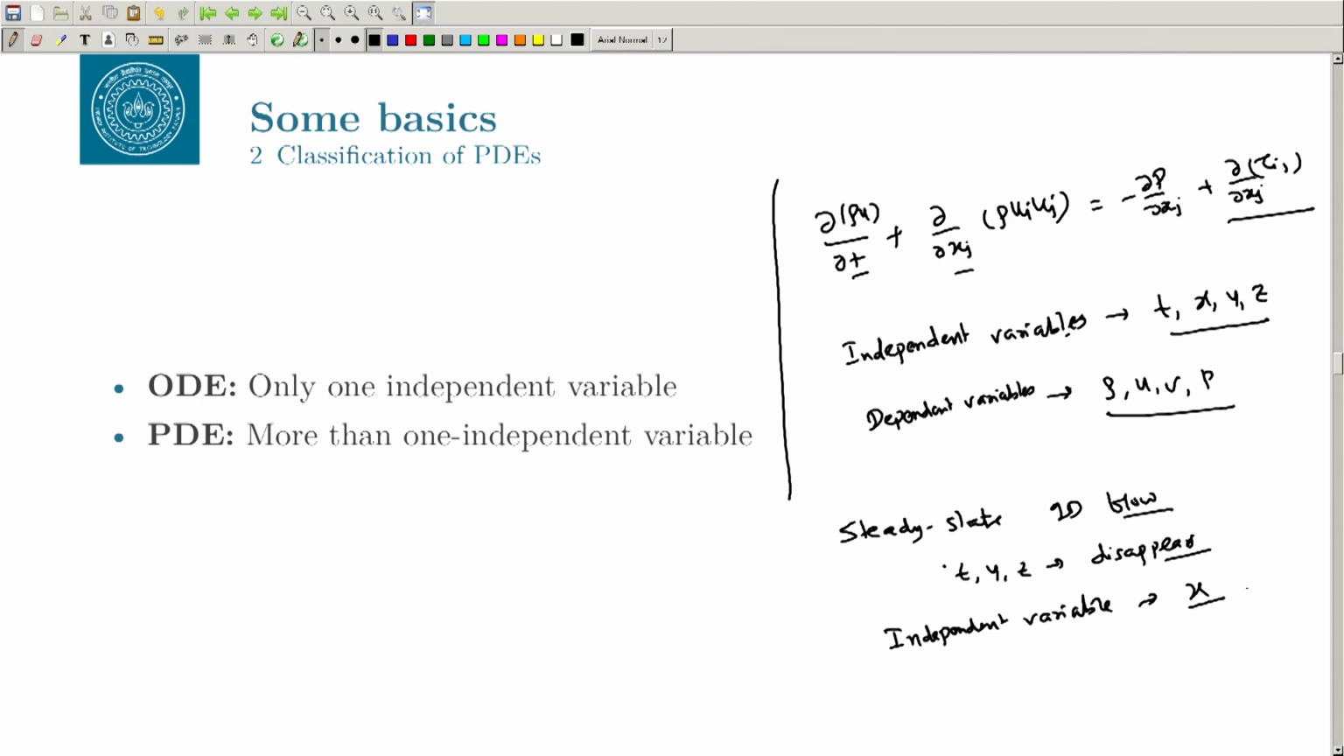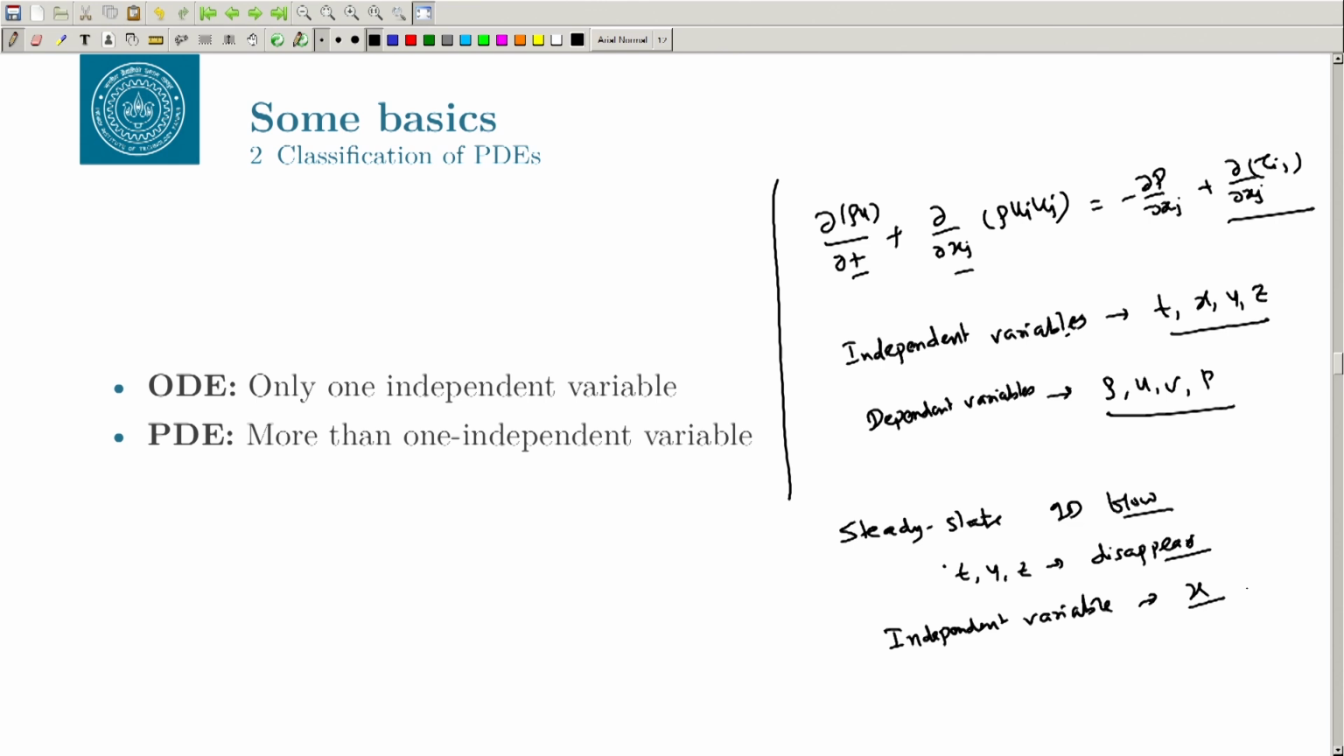In that case it will become an ODE, right. If it becomes an ODE, you have many advantages, as you already know; it becomes very easy to solve. But unfortunately most of the realistic cases that we come across in fluid dynamics are cases where it depends on more than one spatial direction as well as on time.